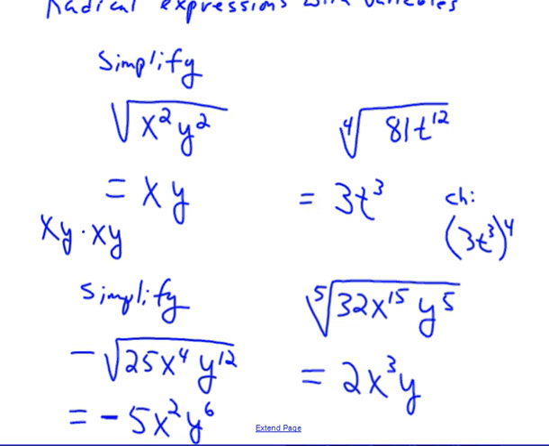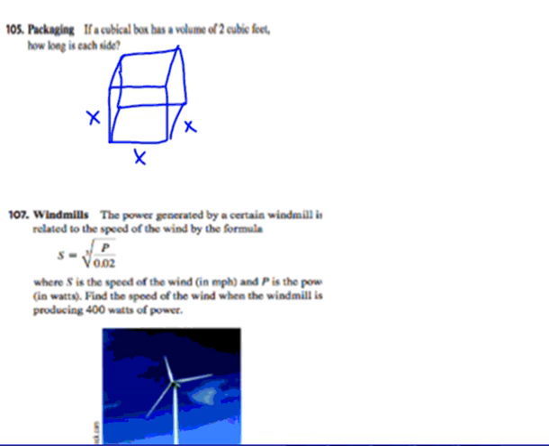I forgot to photocopy these 2 word problems for you, but they're both in the textbook. So make a note that these notes are from the textbook, problem number 105, and they're not assigned problems. So that's how you can reference your notes. If a cubical box has a volume of 2 cubic feet, it's not saying that the side lengths are 2 feet, it's saying that the volume is 2 cubic feet.